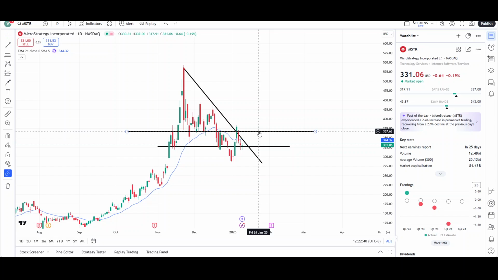So again, that's how I do my trend lines. They're discretionary, they're subjective, but you just have to go off of what works the best on the chart and what other traders are most likely seeing.